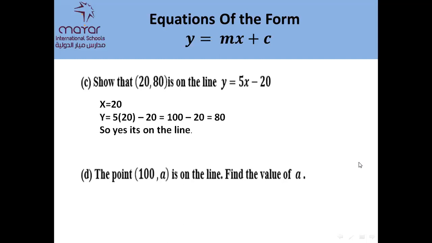So we just solve this as an equation. It's stuck again. I don't know what's the problem with this. Here it is. x is 100, and we just substitute 100 in the equation. So 5 times 100, which is 500, minus 20 is 480. That is the value of A. A is 480. Thank you, Jude.